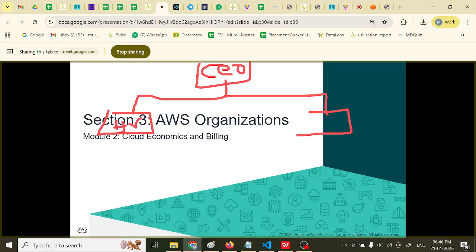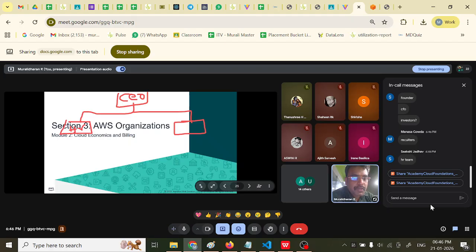Now, next one. Which team is necessary? HR team is done, so they recruited employees. Then who else is needed? For your business to run, who is needed? Employees, yes, employees is fine. Which department is needed? Any business, that person is very, very important to run the business. Who is that?